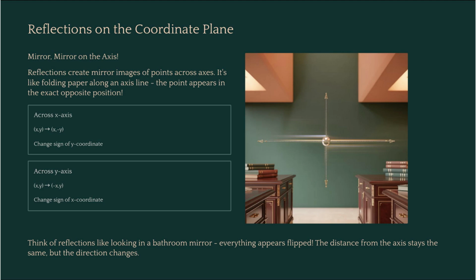The coordinate plane is also great for understanding reflections. When you reflect a point over the x-axis, you just change the sign of the y-coordinate. The x-coordinate stays the same. When you reflect a point over the y-axis, you just change the sign of the x-coordinate. It's like folding the paper along the axis.